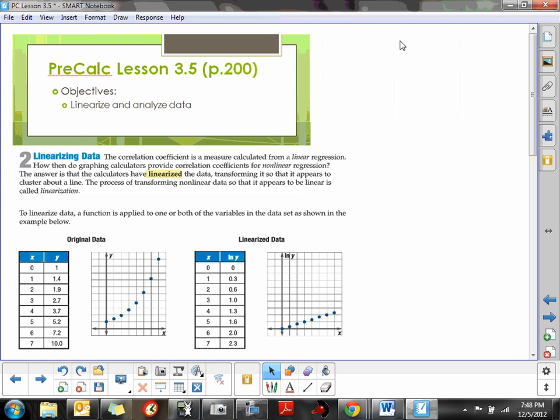The second objective in lesson 3.5 is to linearize and analyze data. They go into this description of linearizing data and why we're learning about it and how it works. But in a nutshell, what we're learning is how the calculator linearizes data to help you find the curve of best fit. So basically, it doesn't matter what you give it.